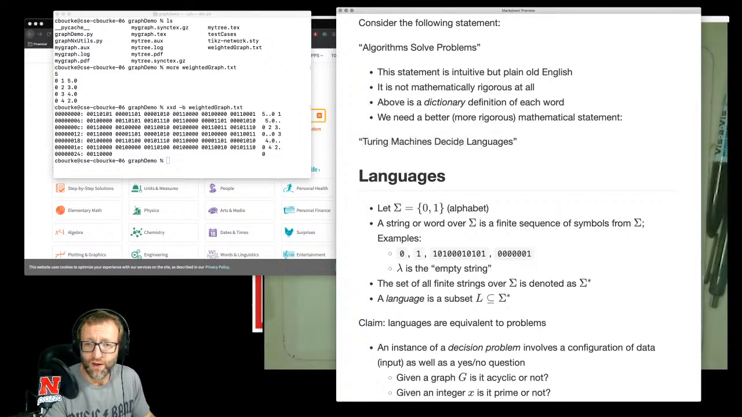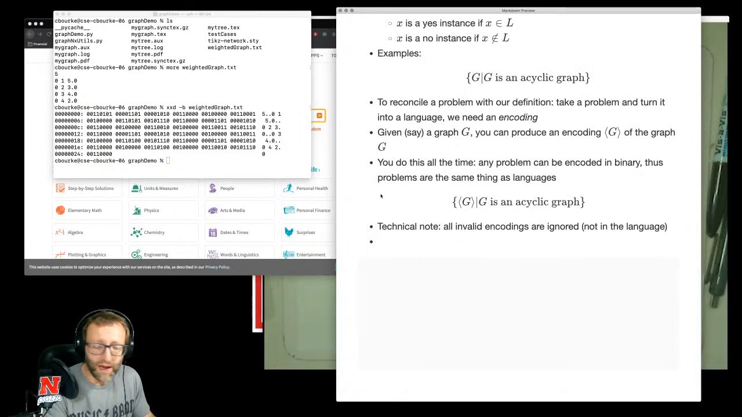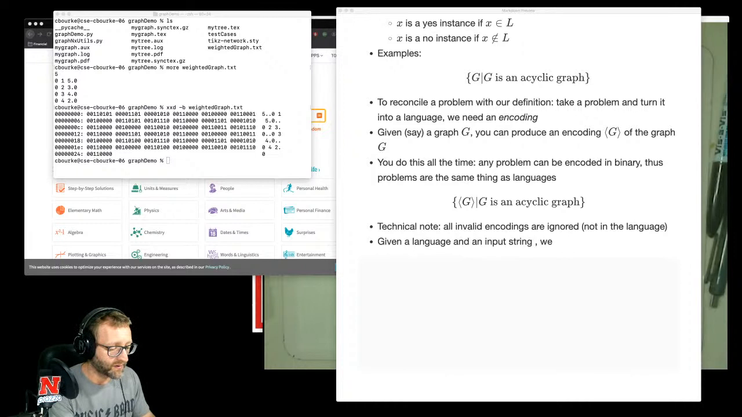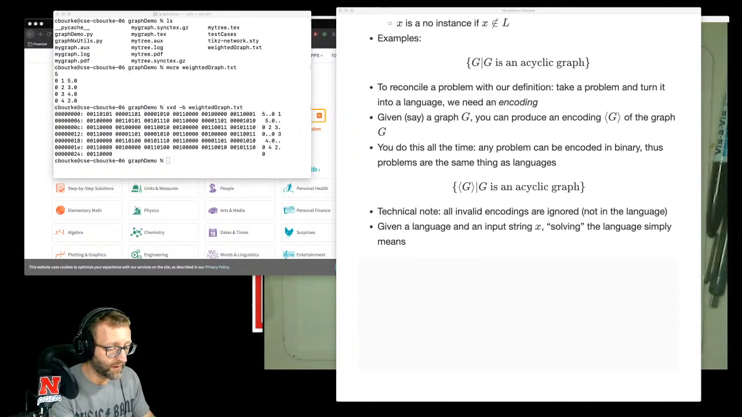What we need to do now is reconcile the other parts. First of all, what is a Turing machine, and what does it mean to decide a language? Well, given a language L and an input string x, solving the language simply means determining whether or not x is in L.